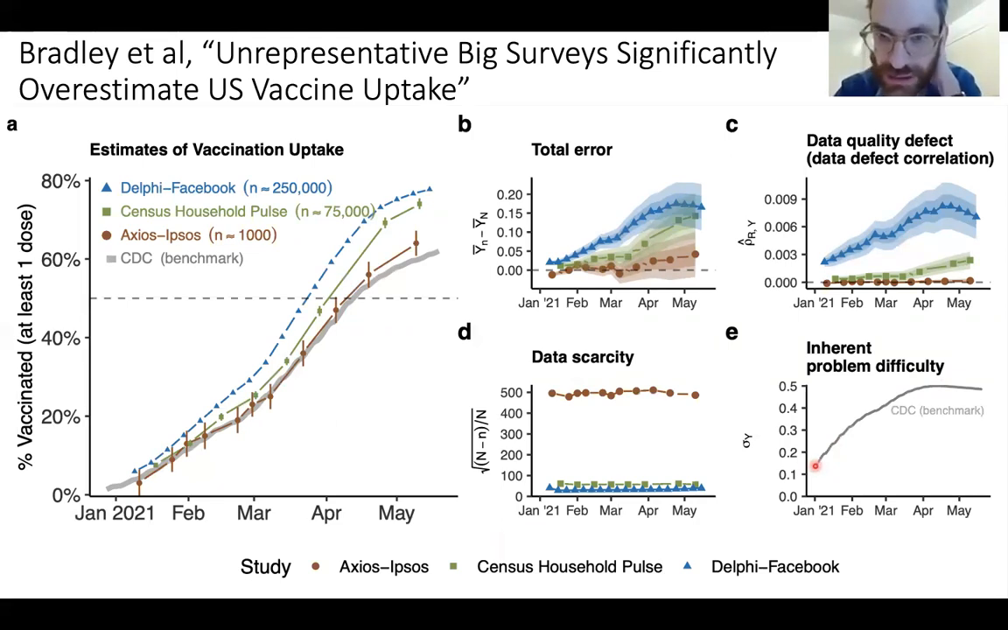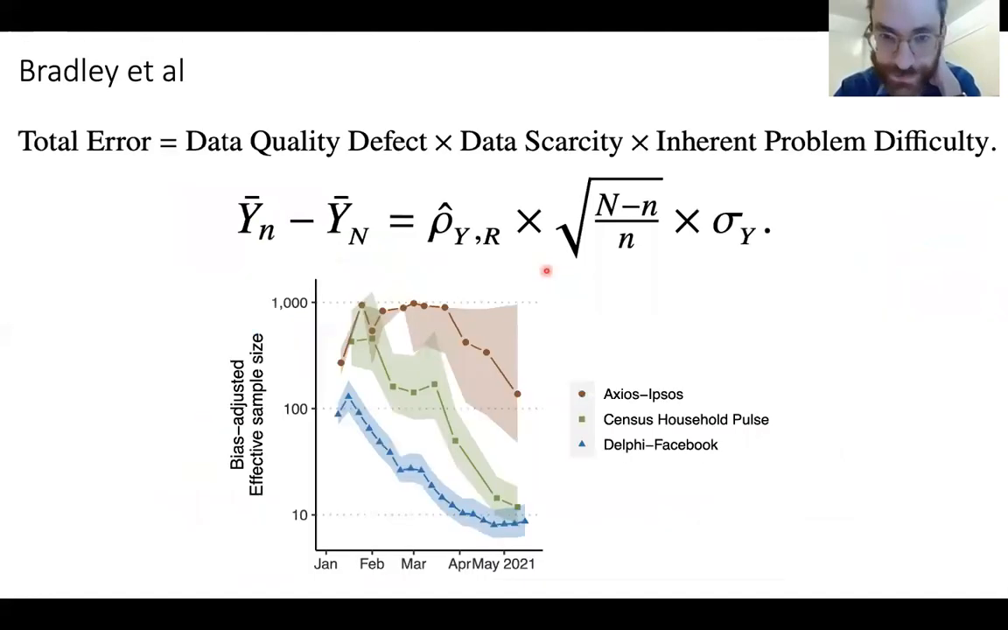So this decomposition tells us that big biased data sets, we need to really worry because we will be severely understating the uncertainty. Now we can turn this equation around and calculate the bias adjusted effective sample size. That is, if we were to run a simple random sample, a perfect simple random sample where we really go to 100 random US adults and ask them, were you vaccinated or not?